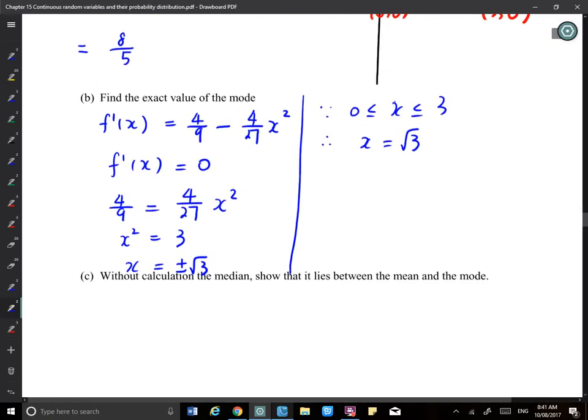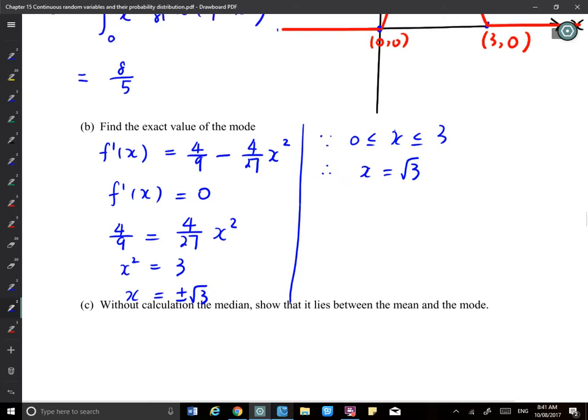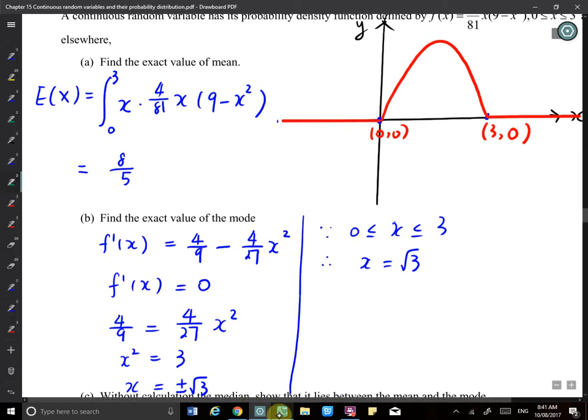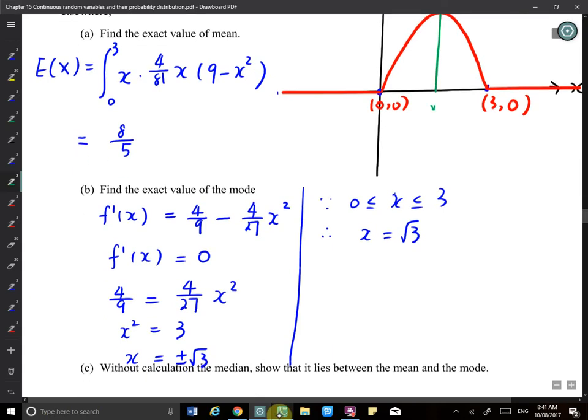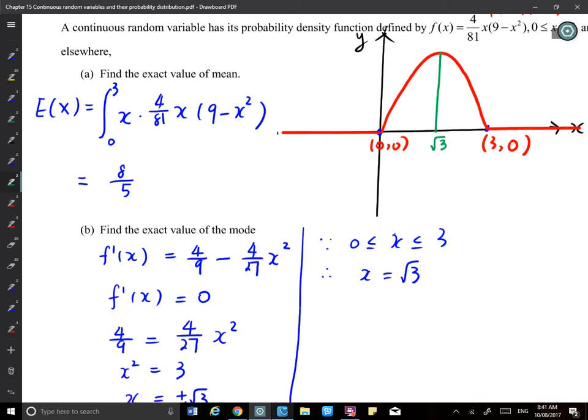Okay, part C is very interesting. C says that without calculating the median, show that it lies between the mean and the mode. Let's label our mode and the mean first on this graph. Our mode is this point here, that is root 3. The mean is 8 over 5. Do you think 8 over 5 is on the left or on the right of root 3?